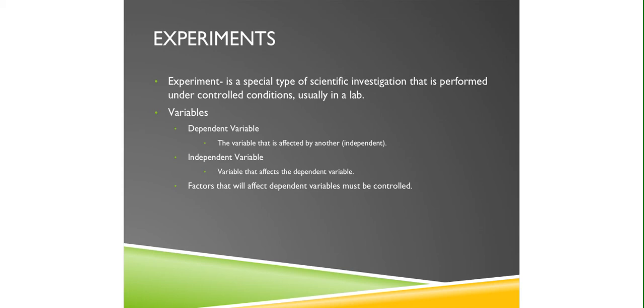Now, when we talk about experiments, there are some things that we need to talk about, and these are known as variables. You should remember this from last year, but if you don't, again, it's been a long summer, no worries. Variables, there's two types, a dependent variable and an independent variable. And if you read that, dependent means it depends on something. Independent, it's on its own. So a dependent variable in an experiment is the variable that is affected by another, so affected by the independent. An independent variable is the variable that affects the dependent variable.